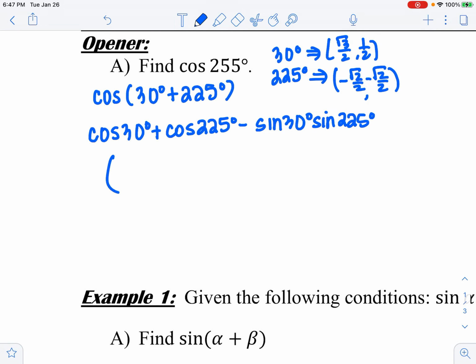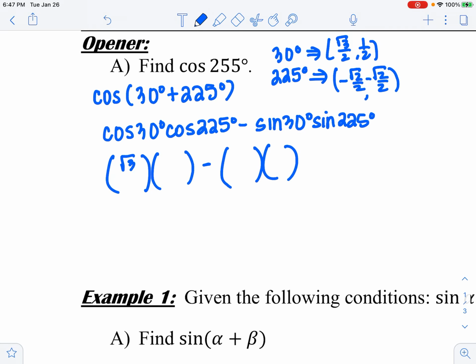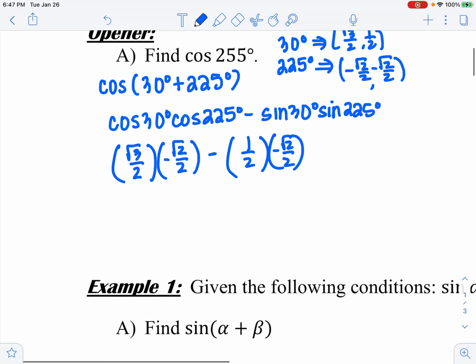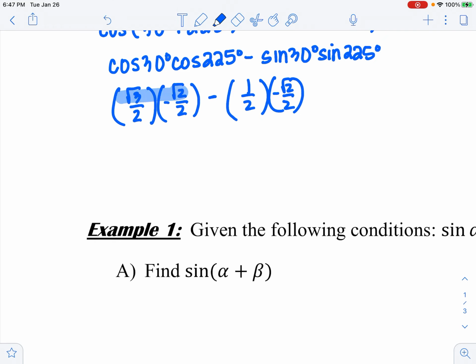All right, now I'm going to do some replacement. I don't know how I got a plus sign right there. It's cosine, cosine, sine, sine. I don't know where that plus sign came from in my head. All right, let's move that right there. There we go. Okay, so I need these to replace these two, and then I have minus and replace those two. All right, cosine of 30 is root 3 over 2. Cosine of 225 is negative root 2 over 2. Sine of 30 is 1/2. Sine of 225 is negative root 2 over 2.